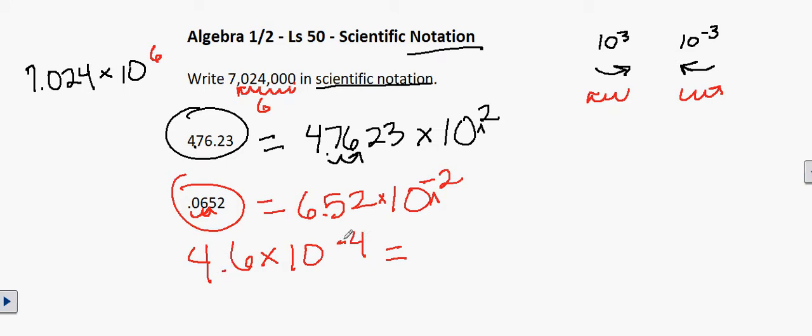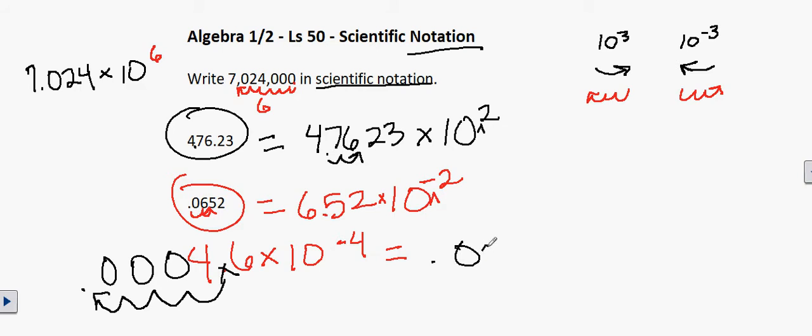This number, since it's a negative exponent, is really small, actually. If we multiplied by a positive exponent, it would get really big. But this number is going to get really small. So negative exponent tells me to put it back, I'm going to go to the left. How many spots? 1, 2, 3, 4 spots. This is where the decimal goes. So my placeholders require 3 zeros. Now this is gone. So the final answer, 0.00046.